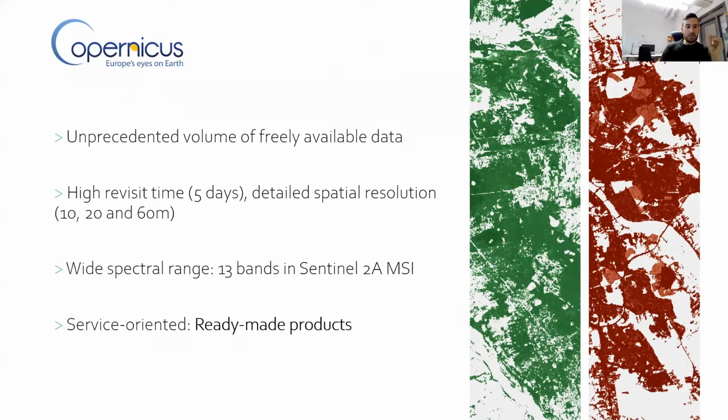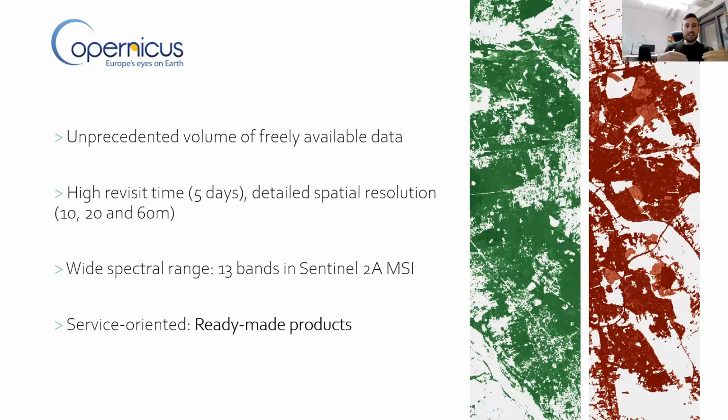And if we look a bit more in detail at Copernicus and the European Space Agency program and the Sentinels, we have this high revisit time. So every 5 days, we have one Sentinel coming over the same point on Earth. And we have a very detailed spatial resolution that goes from 10 to 60 meters, depending on the band, and 13 bands.